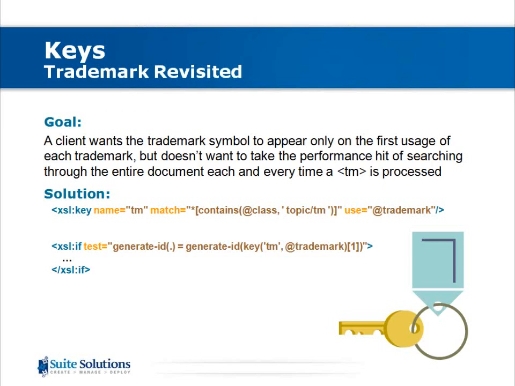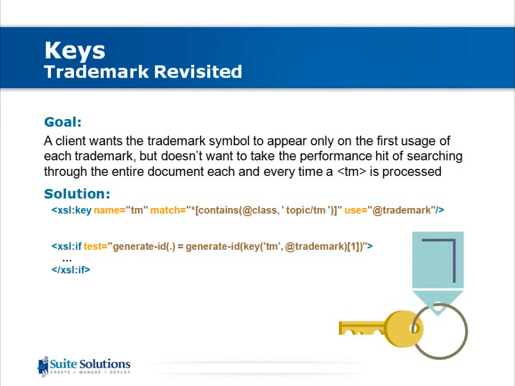In this particular case, we first define, using XSLT, a key whose name is TM, for trademark. We want that key to match any element for which the class attribute of that element contains the text topic/TM, i.e. any trademark element. And we're going to use as the key for all of those elements that we're indexing the trademark attribute.